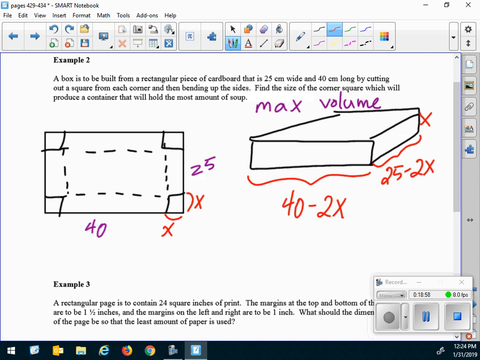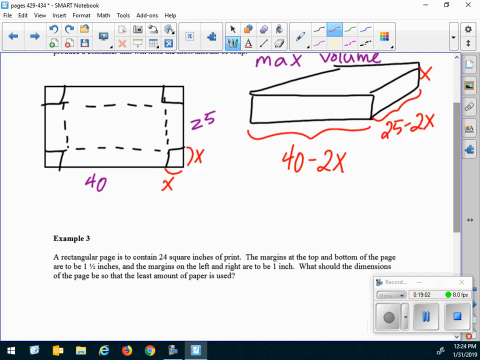Now I have to maximize volume. How do I find volume? Length times width times height, right? There's my equation. 25. Yep, got me on that one.